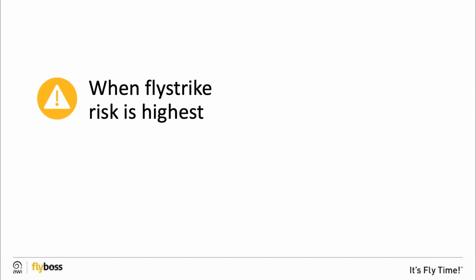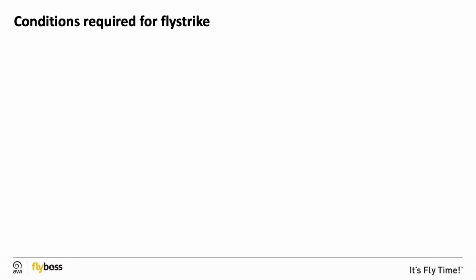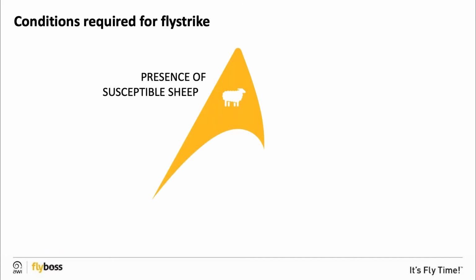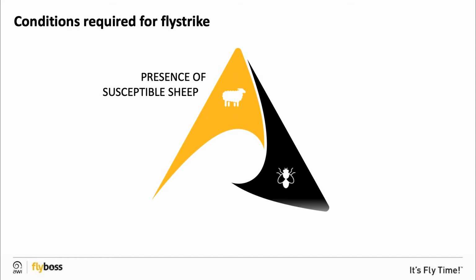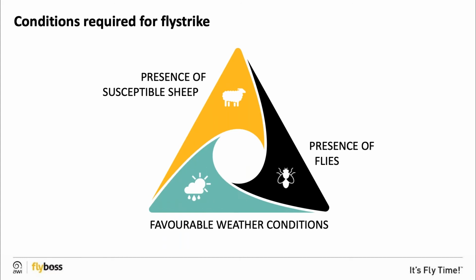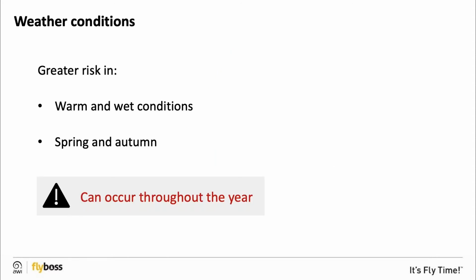So when is fly strike highest? There are three basic conditions for fly strike to occur. Firstly is the presence of susceptible sheep. Next, we have the presence of flies. And the third condition required is favourable weather conditions. And they're the kind of cornerstones of today's mindset. We're going to start with weather.